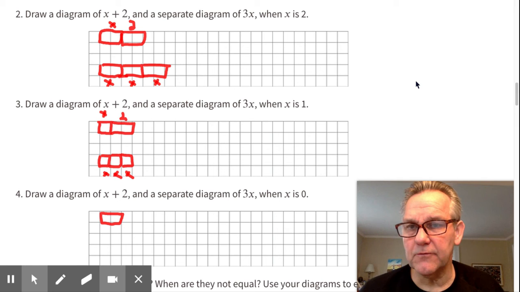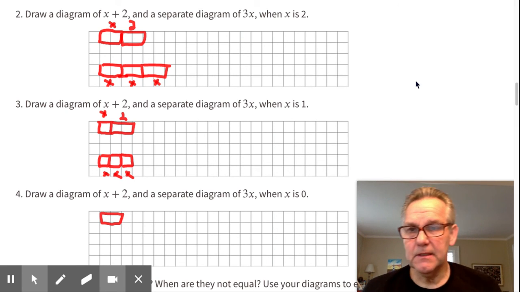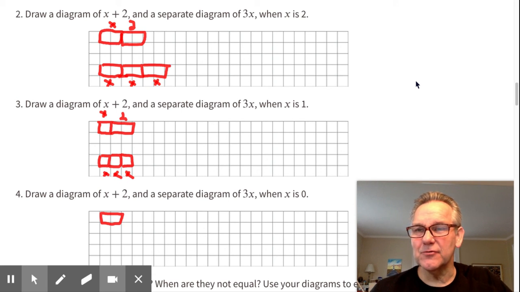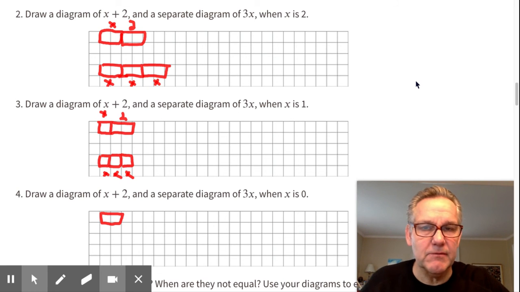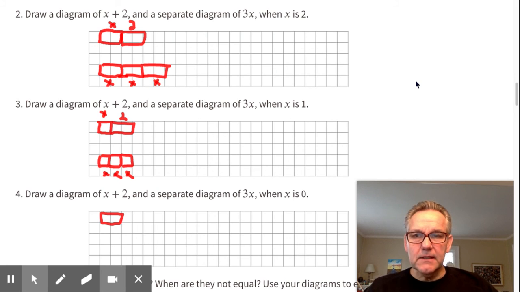Okay, so hopefully you've had time to try to draw those diagrams. I apologize for the penmanship, boys and girls. I promise I will get better. So draw a diagram of x plus 2 and a separate diagram of 3x when x is equal to 2. So here's my x is equal to 2. Here's my 2. And of course, that value is 4. And the 3x, and of course, x is equal to 2. So 2, 2, and 2. So obviously, these are not equivalent. And this one adds up to 6. This one, of course, adds up to 4.